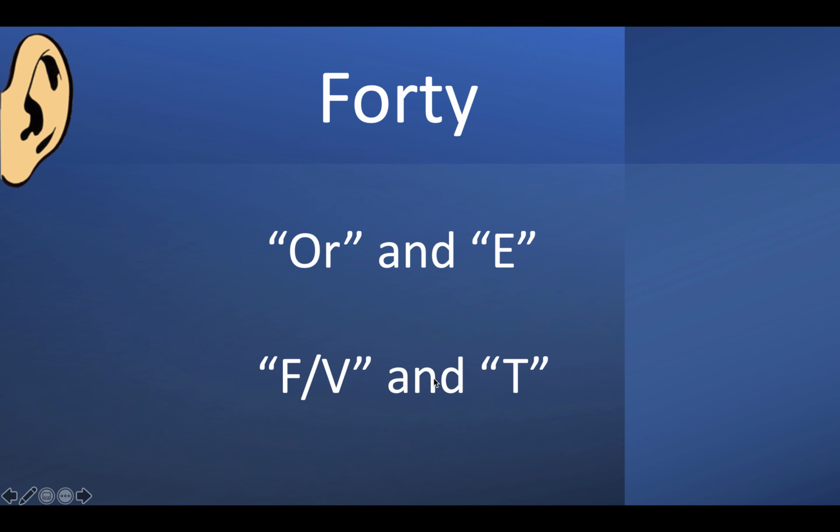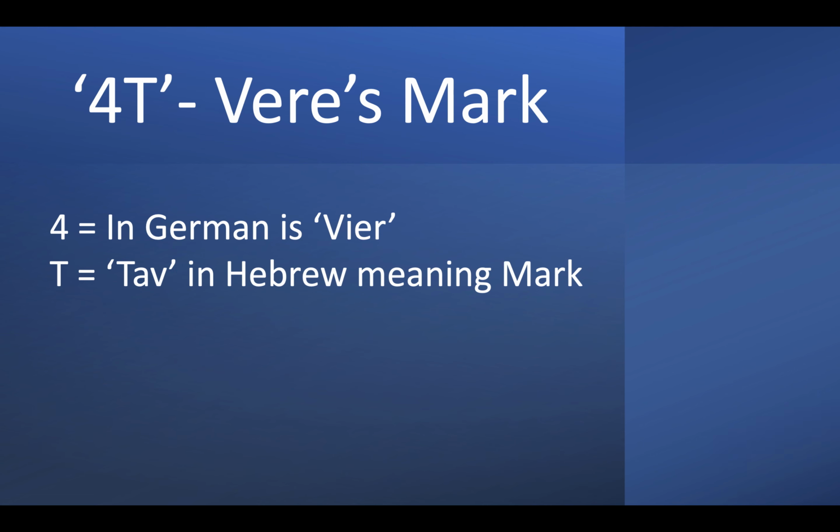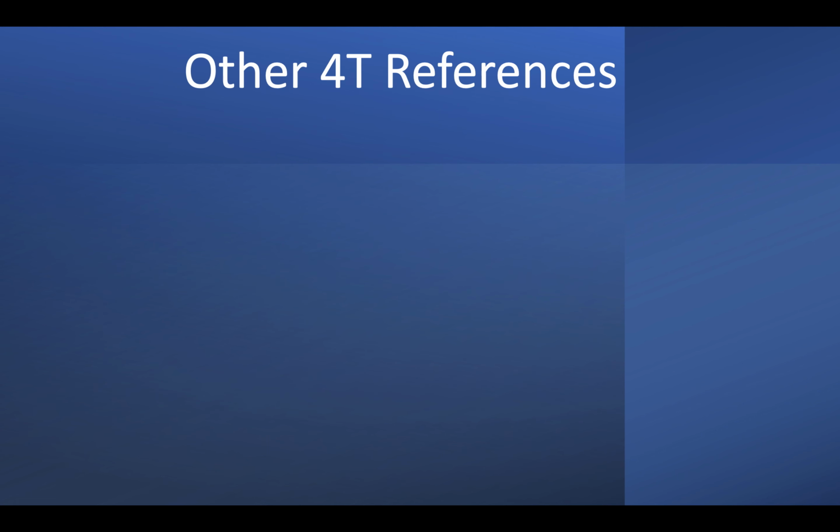So the same consonant, but one with sound and one without. And our T, which is important. Okay, that's the sound of it. Well, the 40 is quite literally Vere's mark as well, because 4 in German is vier. And T, coming from Tav and Taf and all that, in Hebrew, means mark. So it is quite literally the mark of Vere. So there's just so many levels of meaning to 40 and why he self-identifies as 40.